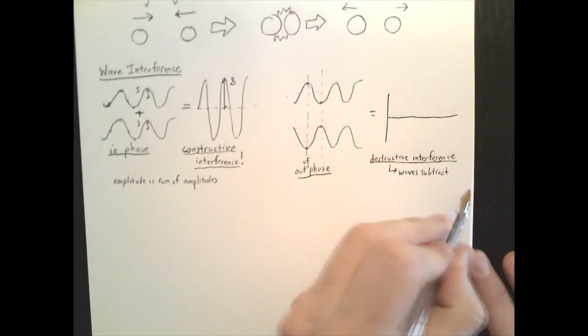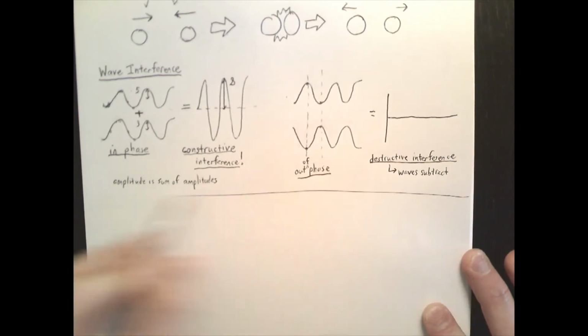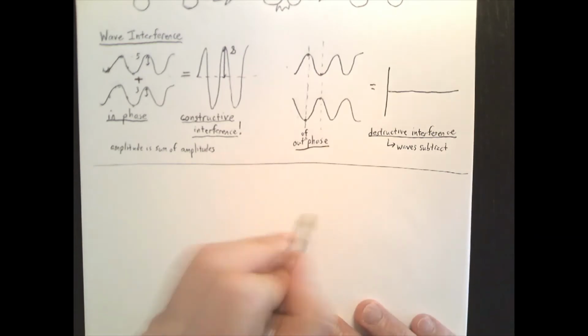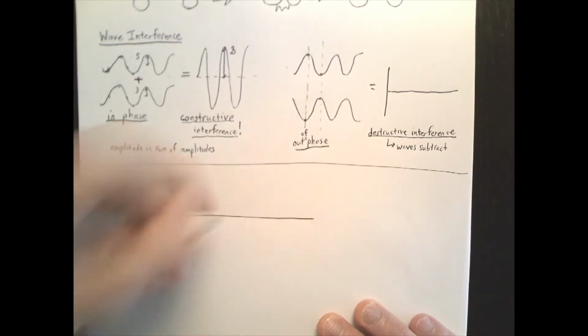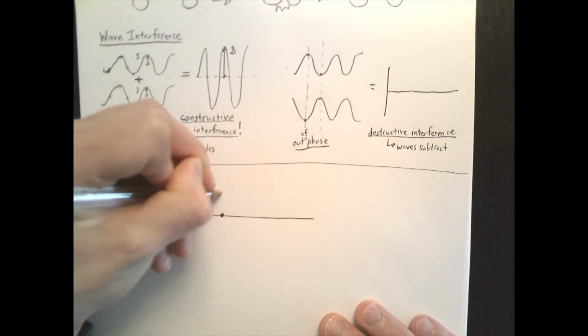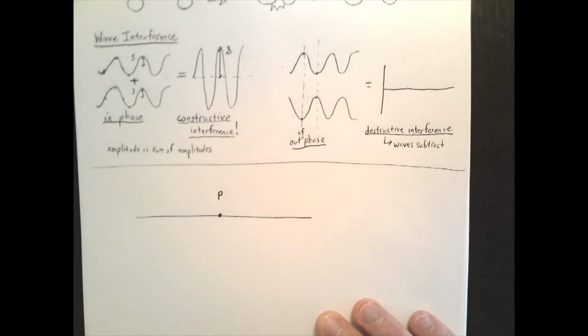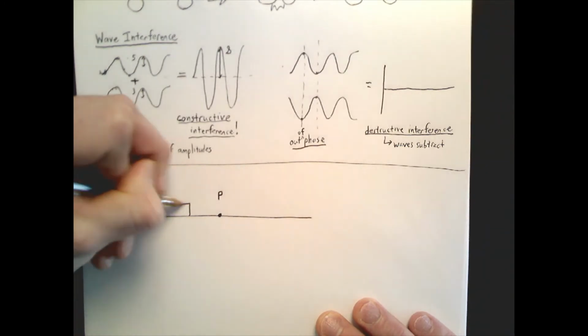So in practice, and the AP exam loves these kind of problems, you might have wave pulses coming in at each other. So here's a little axis. Here's a point P that we want to examine the history of as two waves come in. So I might have a wave pulse that looks like this.